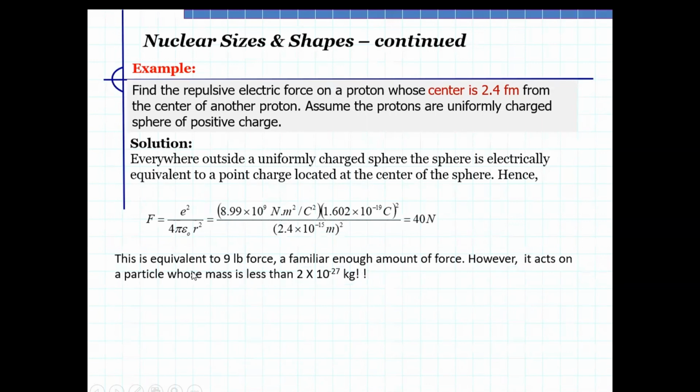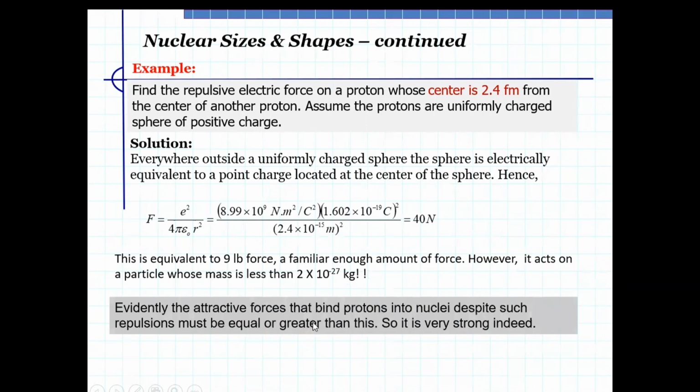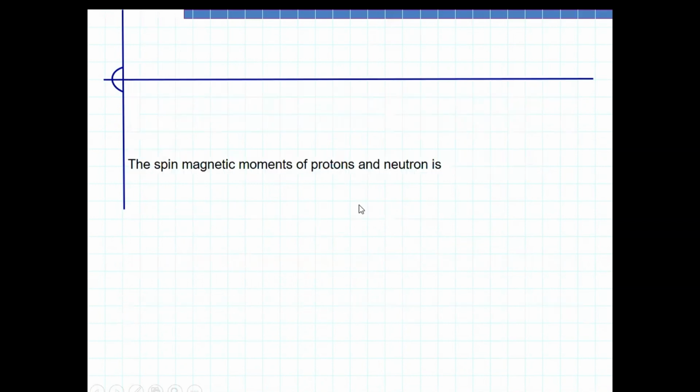However, this is acting on a very small mass. So the huge force acts, and if there is no force to counter it, the nucleus will not get formed. So the attractive forces that bind the protons into the nuclei despite such repulsive forces must be greater than or equal to this. So we understand now very well that a very strong force indeed is needed to counter such repulsive effects.